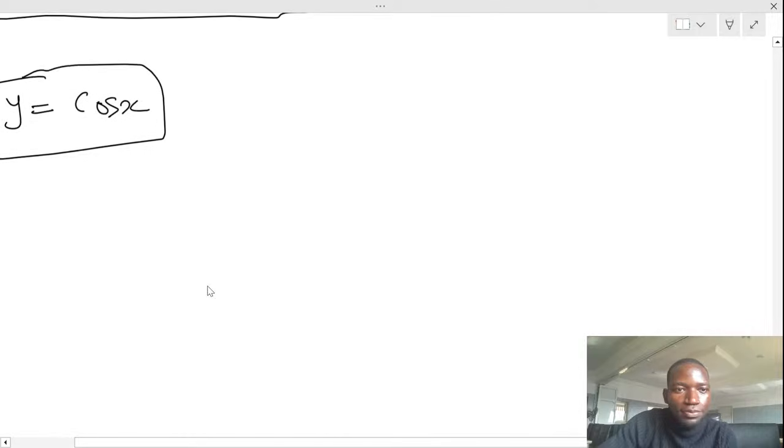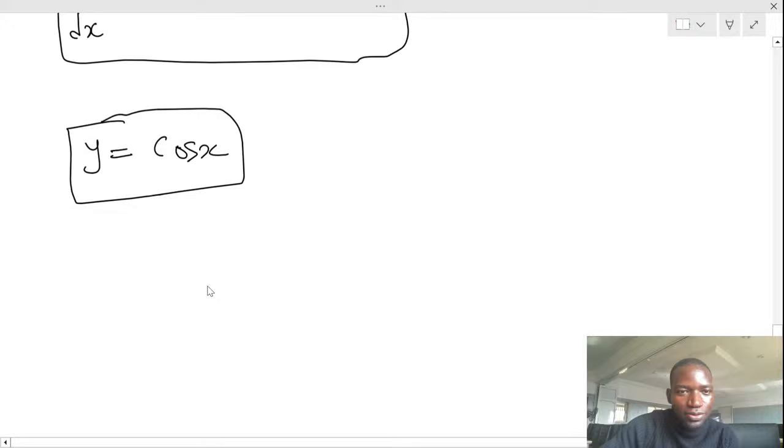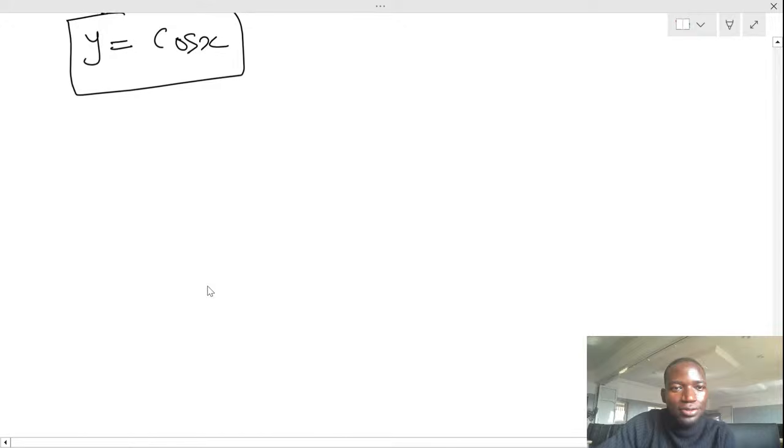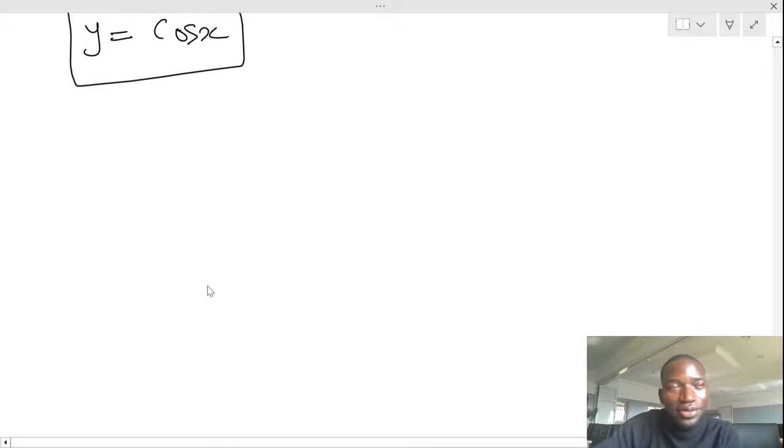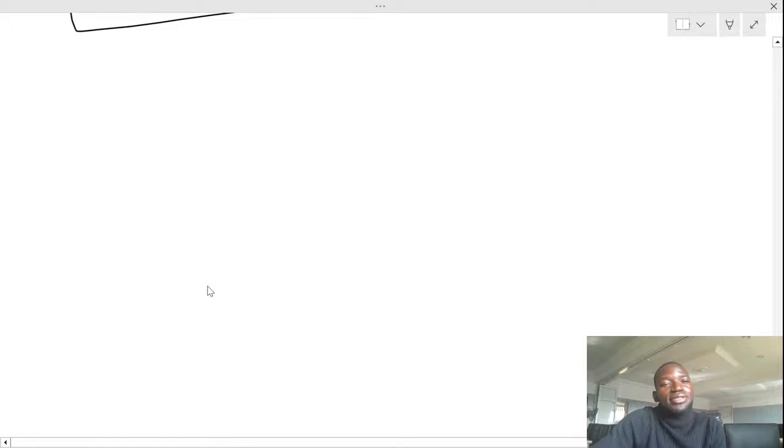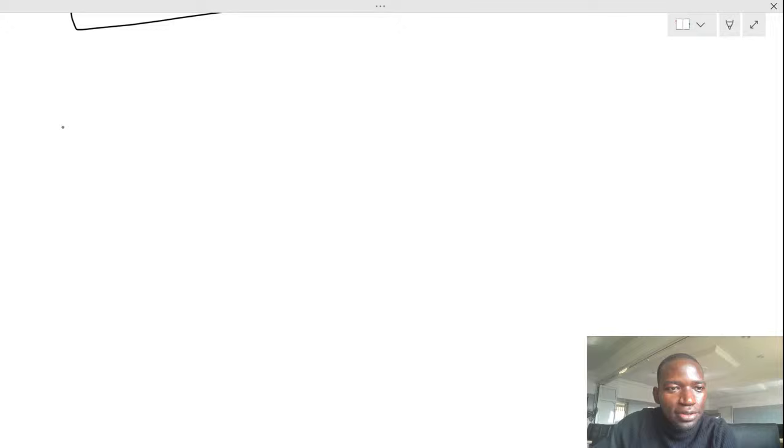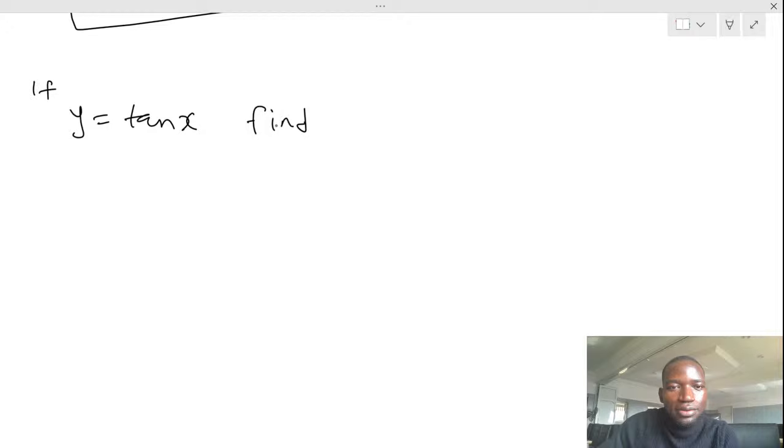So do this, don't forget y equals cos x. Prove that if you differentiate it, you're going to have minus sine x. All right, now let's do it for tan. If I have y equal to tan x, and I'm told to find the derivative, or differentiate, find dy by dx, we want to know how tan x is going to give us sec x.